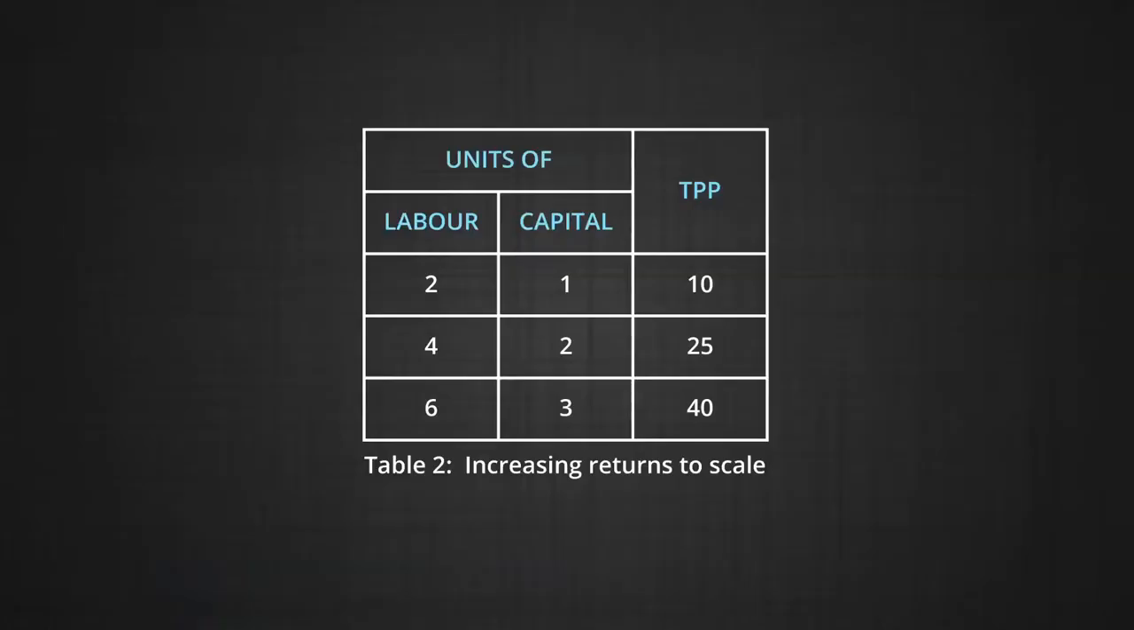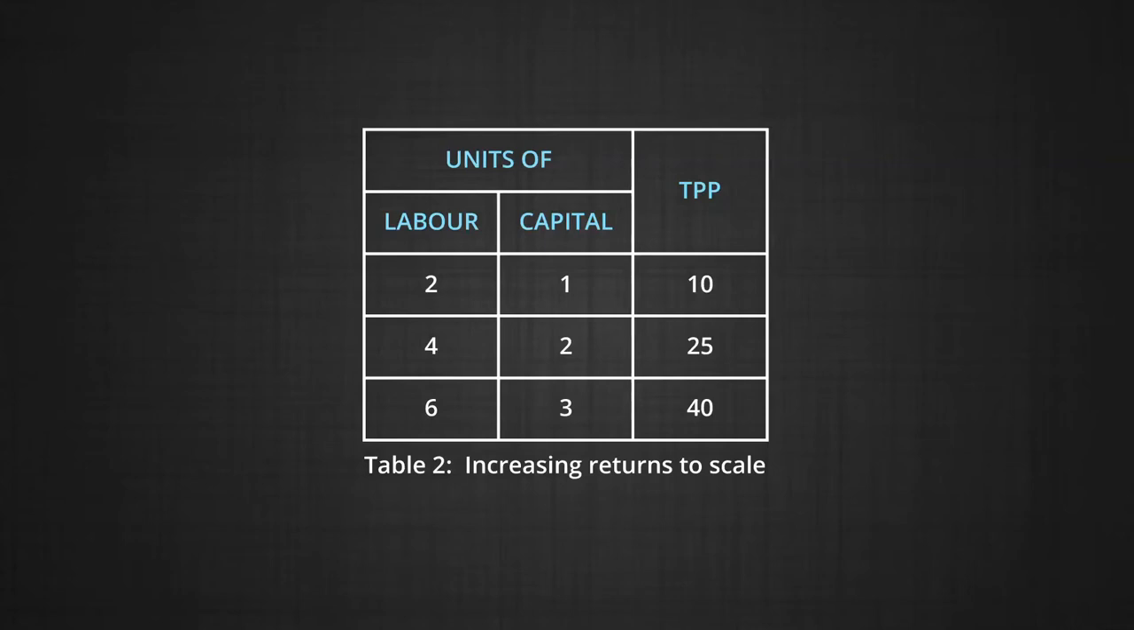Increasing returns to scale can be explained with the help of the schedule on your screens as table 2. Here, when labor is doubled from 2 units to 4 units and capital is simultaneously doubled from 1 unit to 2 units, notice that output increases from 10 to 25 units. You can see that a 100% increase in both inputs has caused a 150% increase in output. Output has increased more than inputs in proportionate terms.